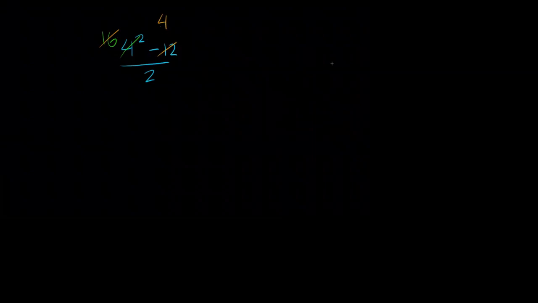Then 4 divided by 2. We haven't changed the value. All we've done is simplify. So 4 over 2 is obviously equal to 2. If you don't know this, I highly recommend going back to Algebra 1 and quickly reviewing that. Very simple fractions. So basically, 4 squared minus 12, over 2, is equal to 2.